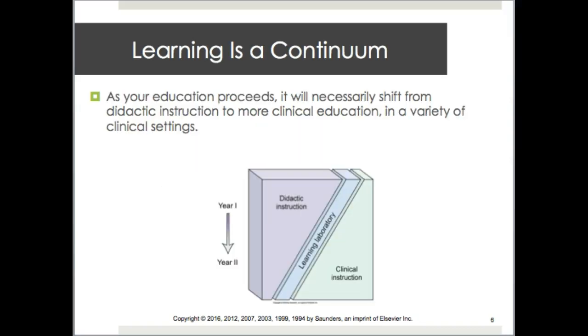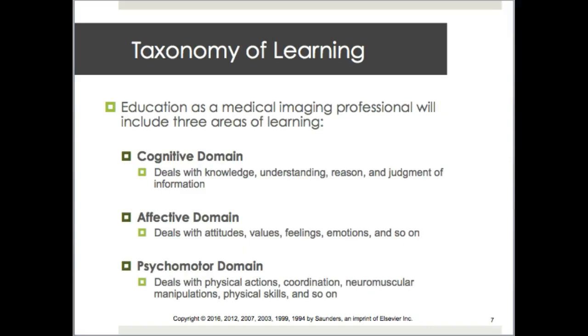So as you see here, we're really heavy on your classroom education, and then we transition you into a heavier weighted clinical education. So the taxonomy of learning. So education as a medical imaging professional will include 3 areas of learning. So there's cognitive, affective, and psychomotor domain.